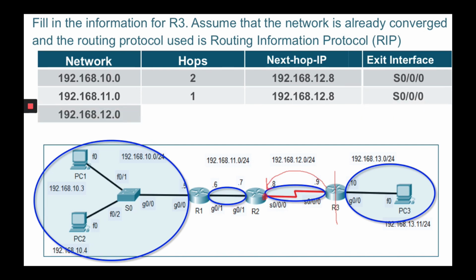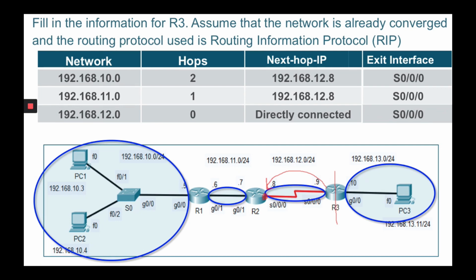Okay, now take a look at another example here, which is 192.168.12.0. You are in router 3 and you would like to route to 192.168.12.0. Because you are directly connected to this network, the number of hops is 0, and the next hop IP, of course, you are directly connected. Okay, and the exit interface that is directly connected to you is interface S0/0/0. So this is how you do it.